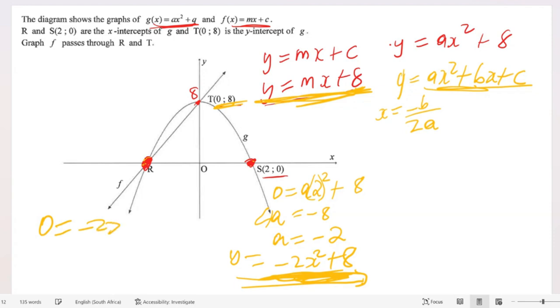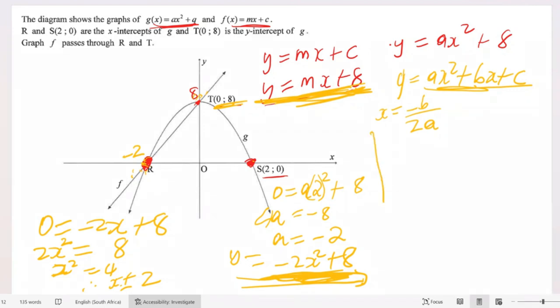This plus 8. So your 2x is equal to 8, so your x is equal to plus or minus 2. Now we know with this one, the x coordinate is -2 because it's on the negative side. So now you've got two coordinates. You can go and find what we were looking for. We're looking for m. You can get your gradient because you've got 2 points. So m is equal to y2 minus y1 over x2 minus x1.